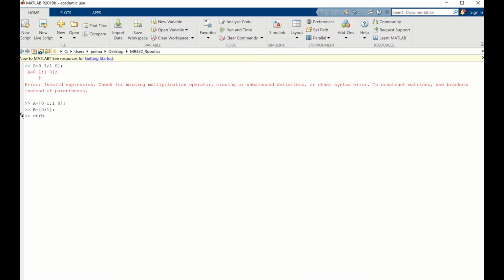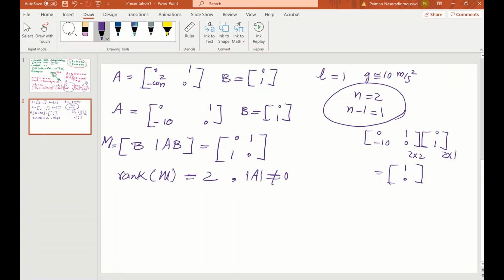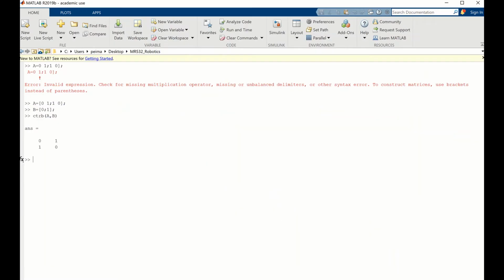I think this is the command. Controllability matrix. You can have it by this command. Yeah, exactly this. You give A and B. This gives you the controllability matrix that we already had. That's right. This is the controllability matrix that we already had.